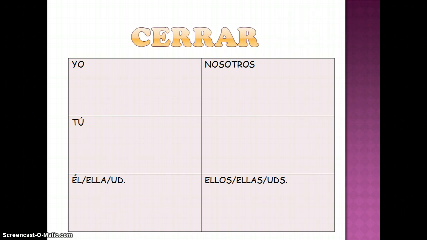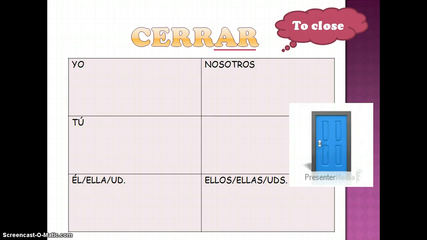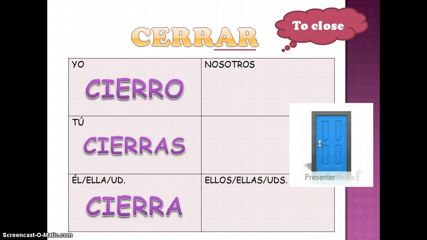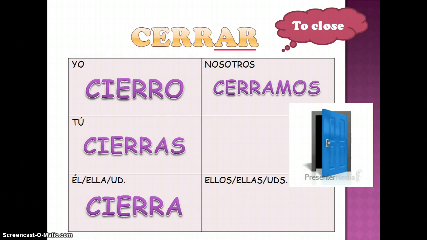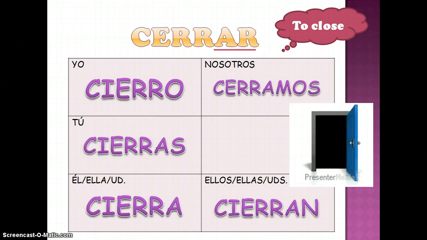And now we'll move on to the verb cerrar. Cerrar is another AR verb, and it means to close. We're going to have the same change in cerrar that we had in empezar and pensar. Yo cierro, tú cierras, él, ella, usted cierra, nosotros cerramos, ellos, ellas, ustedes cierran. Notice again in the nosotros form, there's not an IE. It stays an E in the nosotros form.